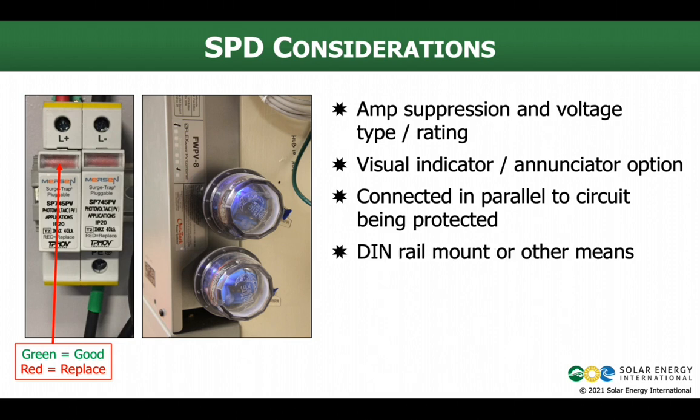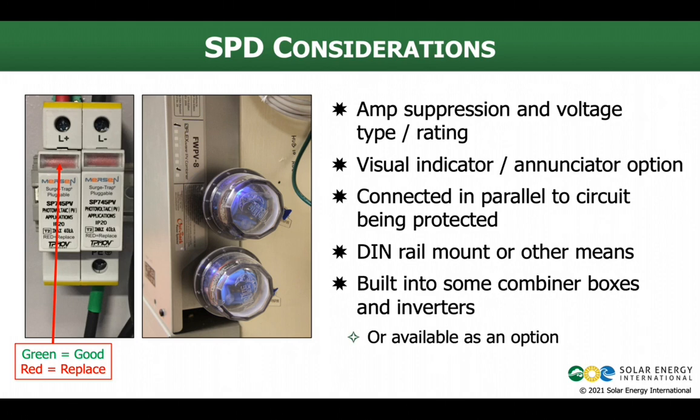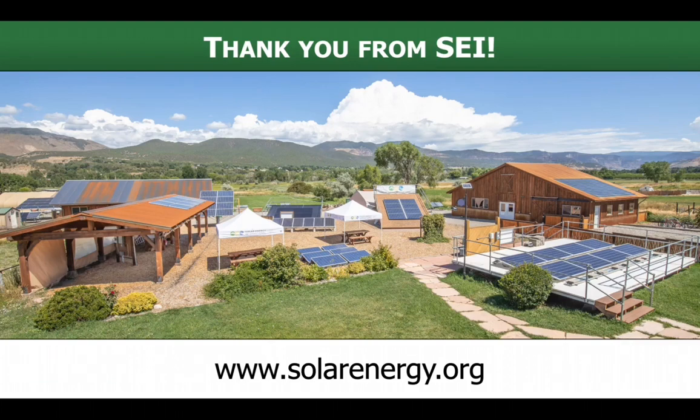And the different types of installation, right? The ones on the left, DIN rail mount. You can see the DIN rail back there that they clip onto. These ones mount through knockouts with lock rings on them instead. And as I said, often these are built into some combiners and inverters, or at the very least available as an option. All right, that's a quick look at surge protection.